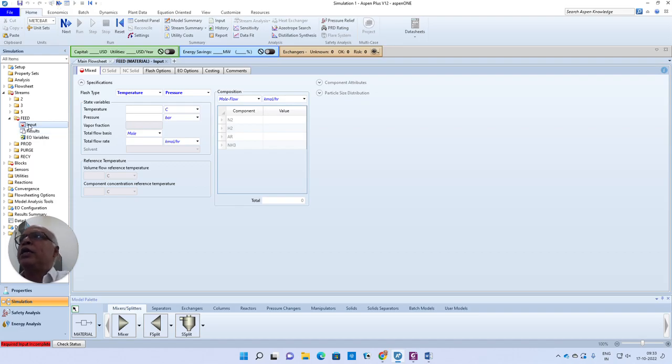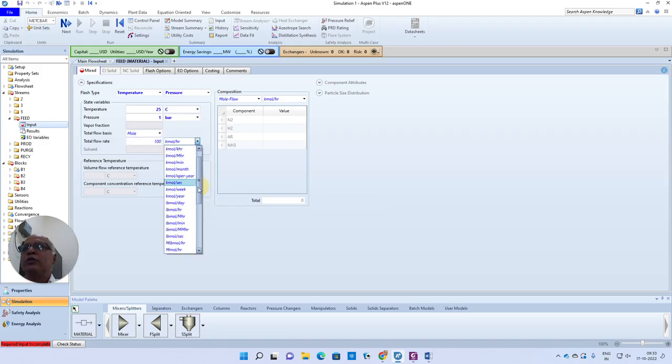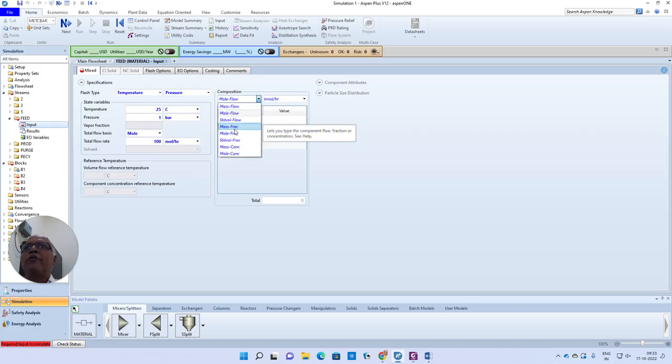Now you can see it is asking for information about the feed stream and some information about the different blocks. So as I said, you can assume any temperature and pressure because it is not going to influence your result. And the flow rate is per hour of product, so it has moles per hour. And the composition is already given to you in terms of mole fractions.